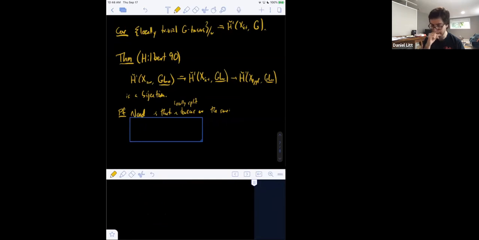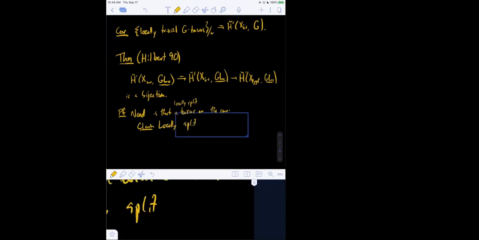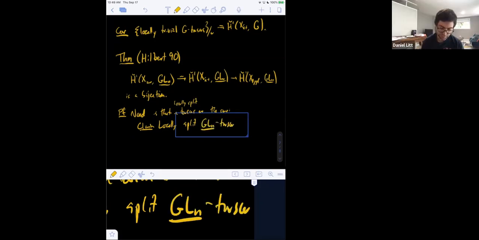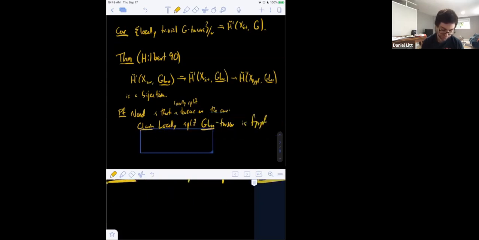So let's just start with something on the FPPF side. So a locally split torsor on the FPPF side, and let's make out of it a locally split torsor on the Zariski side. So I claim that a locally split GLN torsor gives you FPPF descent data for a vector bundle.